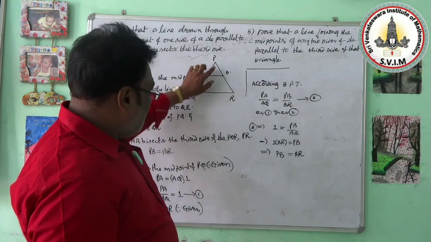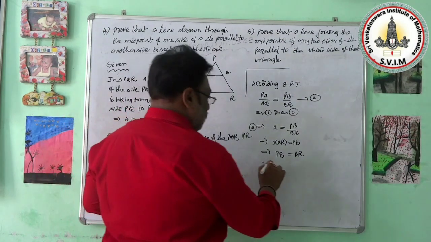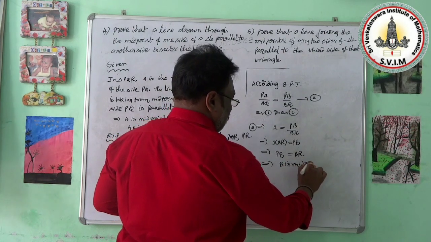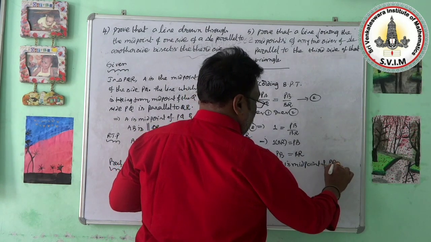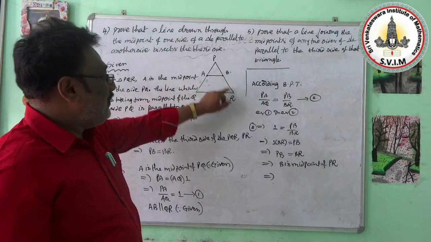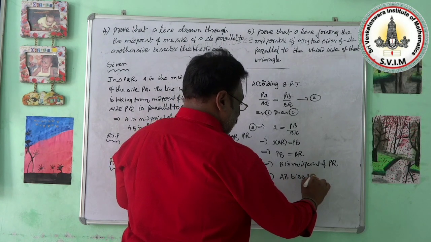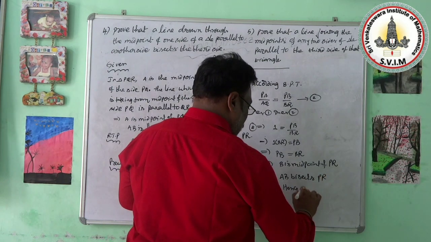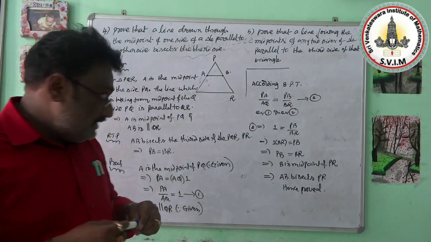Now listen to me. PB is equal to BR means B is the midpoint of PR. Now we can say AB bisects PR. Hence proved. That's all.